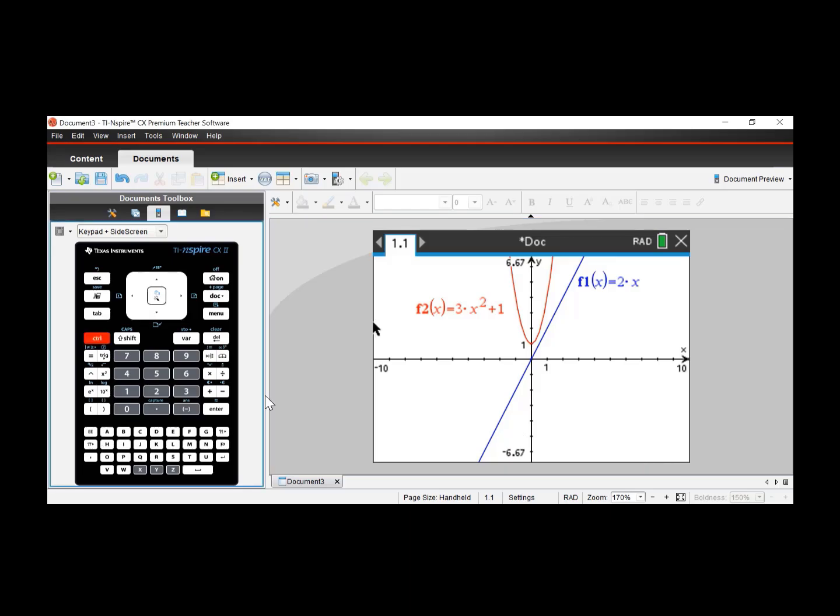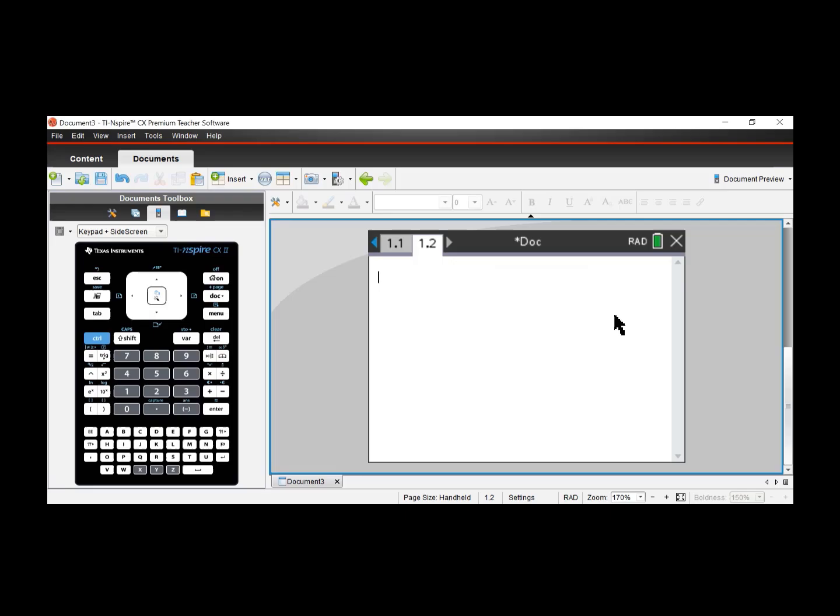And now we're going to add a page. And we're going to add a calculator page. Now I asked you to do f of g of 4 in A. So we're going to tell the calculator to do the same thing. Only the calculator called f f1 of. Now instead of g, the calculator called it f2 of. And I asked you to evaluate that at 4. Hit enter. There's that answer 98 that we got before.